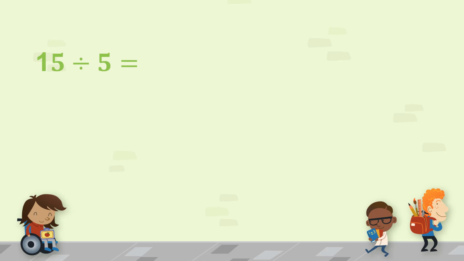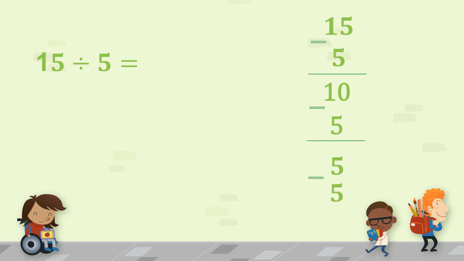Again, I have 15 divided by 5. I want to subtract 5 from 15. How can I do it? I can say 15 minus 5 is 10, and subtract again 5 from 10. And again subtract, the result of course is 5. Subtract 5 again from 5 till I reach 0.